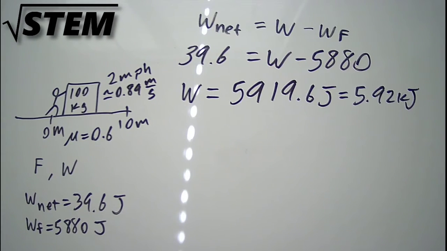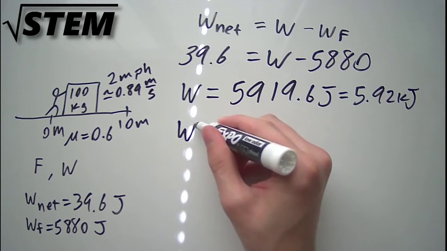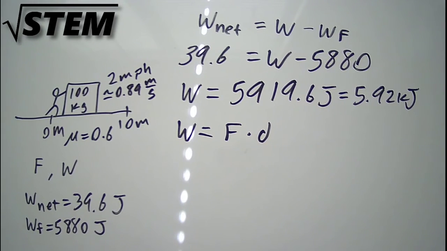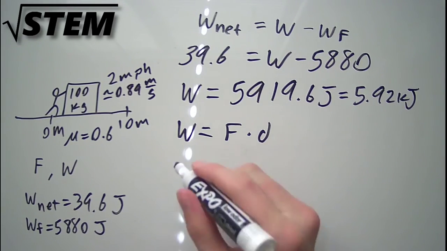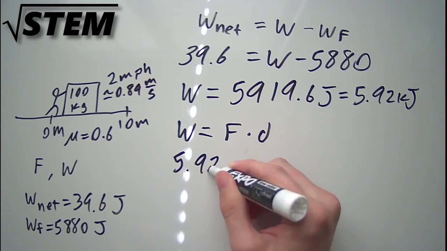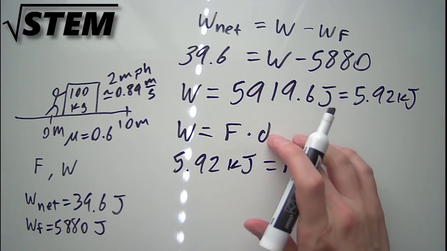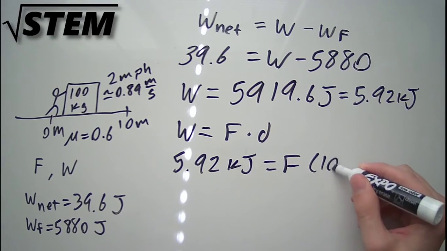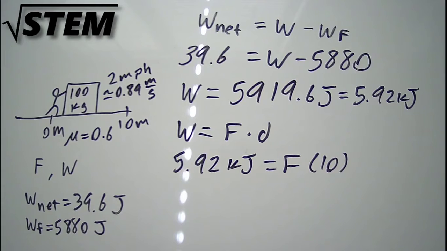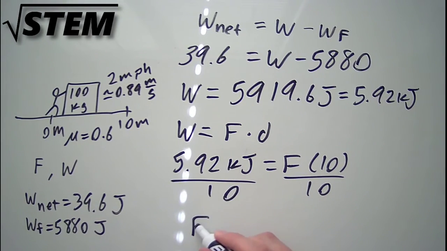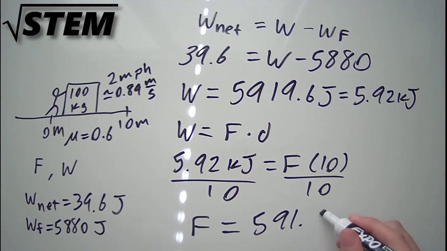kilojoules. If we take this back to the definition of work being a force times a distance, well, we have the amount of work that we just did, 5.92 kilojoules, and we know that it's being applied over a distance of 10 meters. So if we divide this by 10, we'll see that the force we need to put on this box is equal to 591.9 newtons of force.